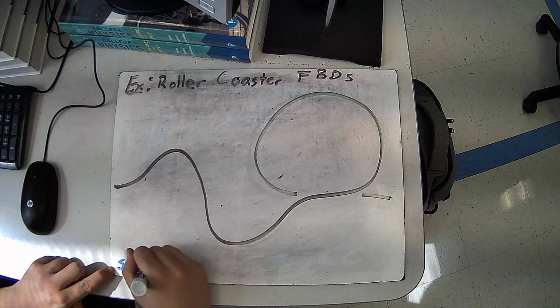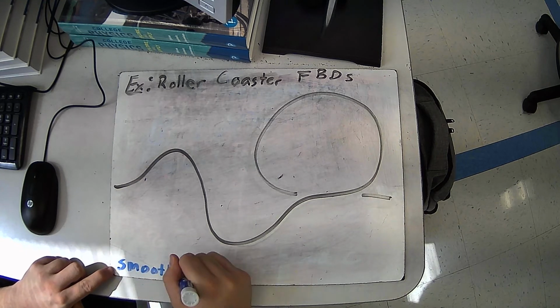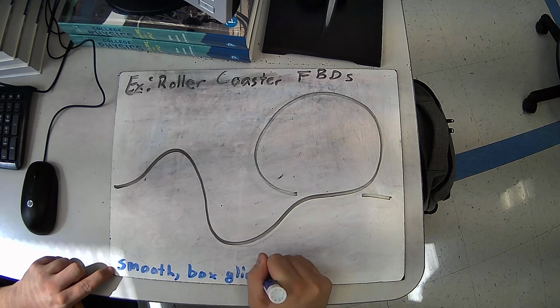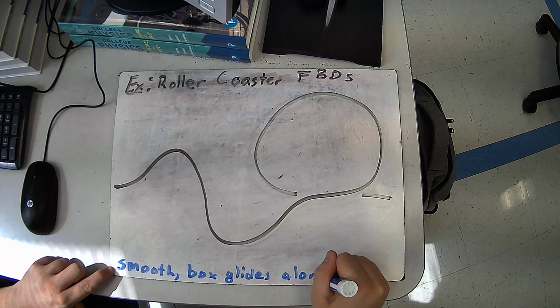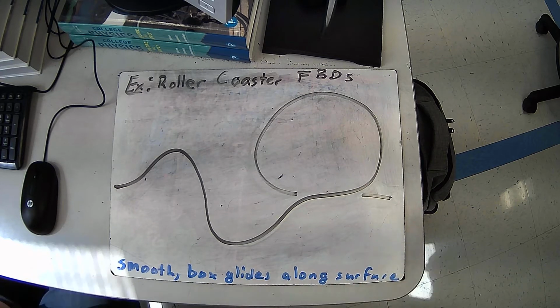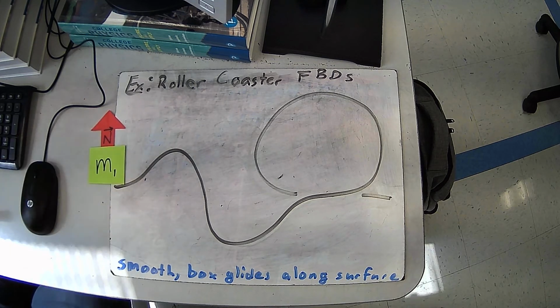We will ignore friction, and we're just going to look at a box that glides along the surface. So that's the situation that we are going to consider. And in fact, I've got my little box here. It has a mass M1 and it has a certain normal force to it.